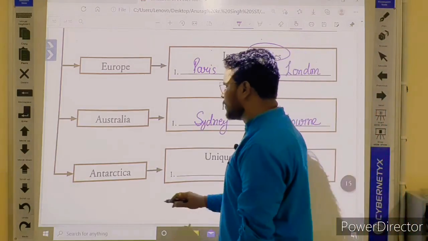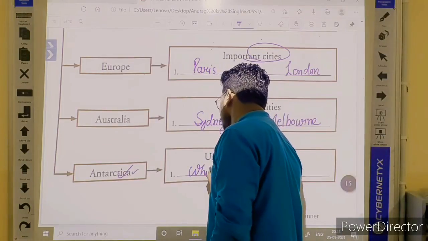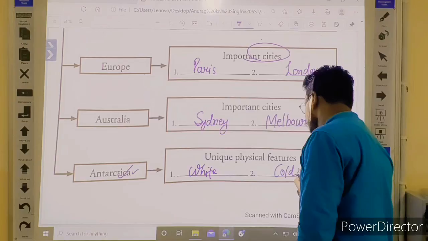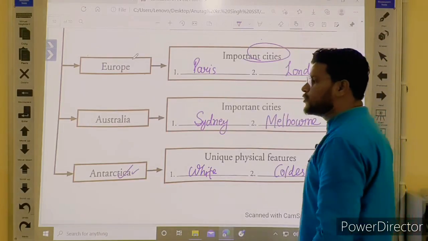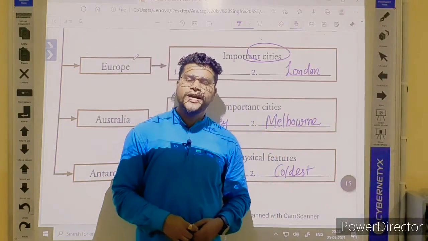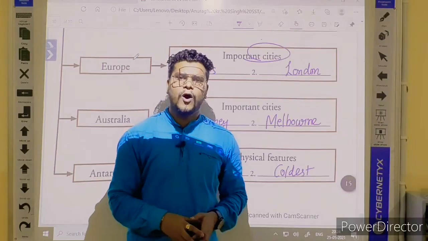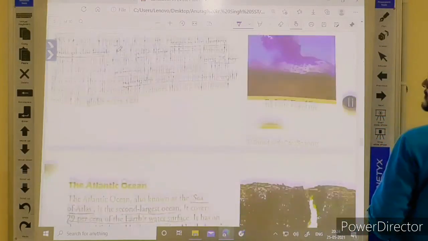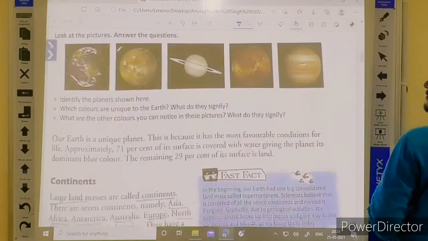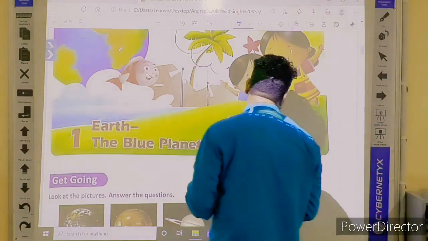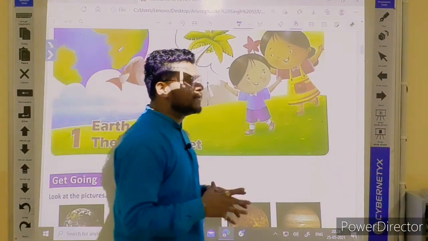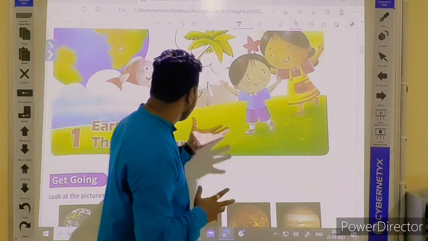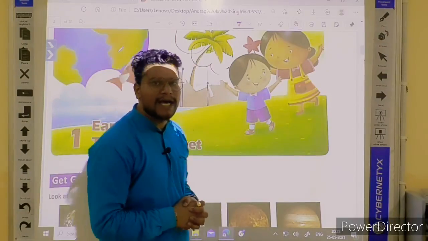Last question, about Antarctica. Unique feature: it is the white continent. This is the first feature about Antarctica, and the second one is, it is the coldest. In this class we exercised all the question answer of chapter 1. Everybody see the name of this chapter. This is the name of chapter: Earth, the Blue Planet. Today in this class we completed exercise question answer of chapter 1, Earth, the Blue Planet, of class 5.